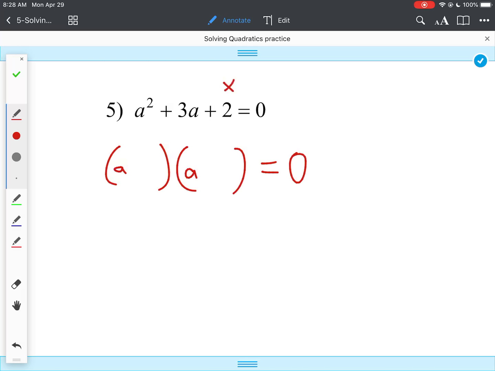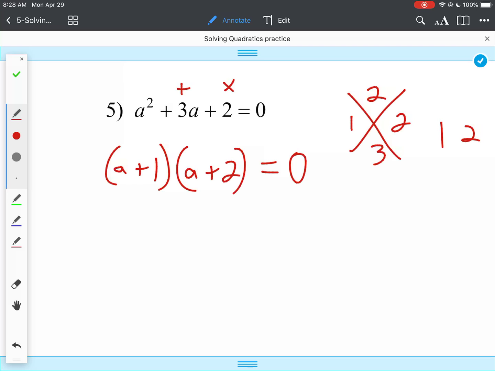Okay, what two numbers can multiply to 2 and add to 3? So set up the diamond, 2 on top, 3 on the bottom. What two numbers multiply to 2? Only 1 and 2, so those have to be the answers, and they actually work. Okay, 1 times 2 is 2, 1 plus 2 is 3. So 1 and 2 go here, and they're both positive, so there.